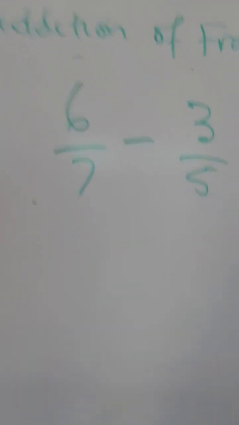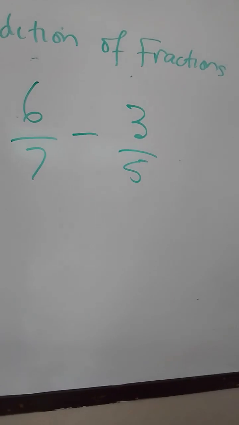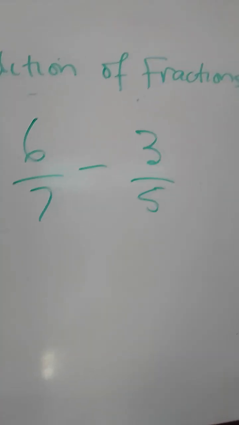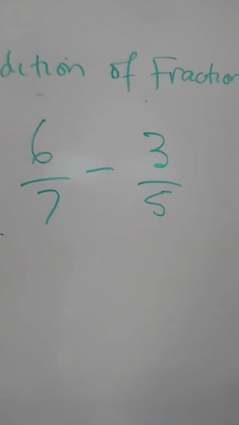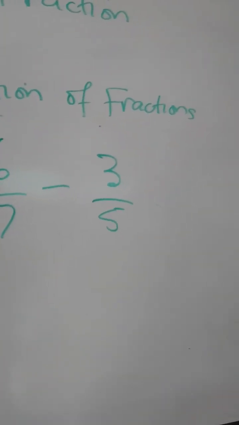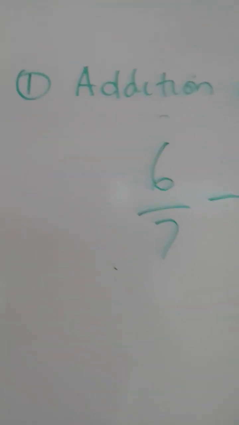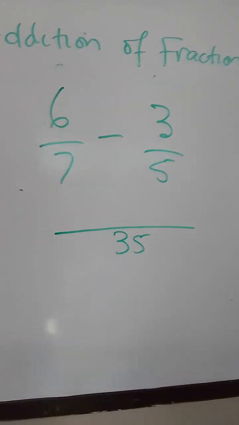I'm going to give you 6 over 7 to take away 3 over 5. Again, I have to find the LCM. I'm finding the LCM of 7 and 5. What is the LCM of 7 and 5? 35.